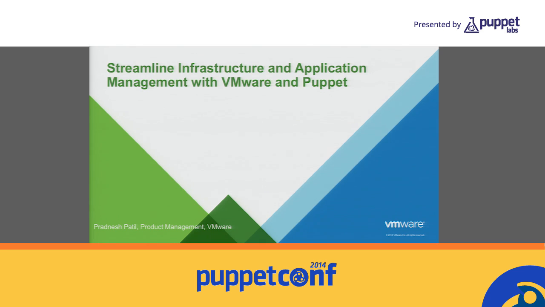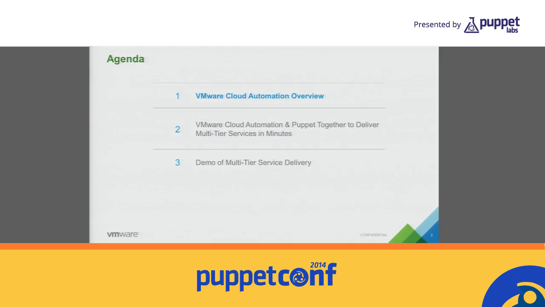My name is Pradnesh Patil, and I'm part of the vCloud Automation Center product management team. The agenda I have for today is, first, an overview of vCloud Automation Center and what it can do for you. Second, how we work with Puppet and what other touch points there are, and how you can use both solutions together. And third, I have a demo to show you how you can use Puppet OS configuration and application configuration to configure your environments with VMware software.